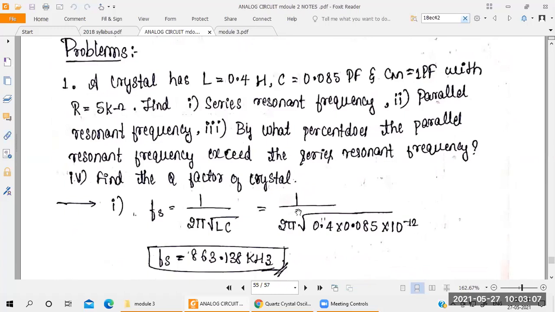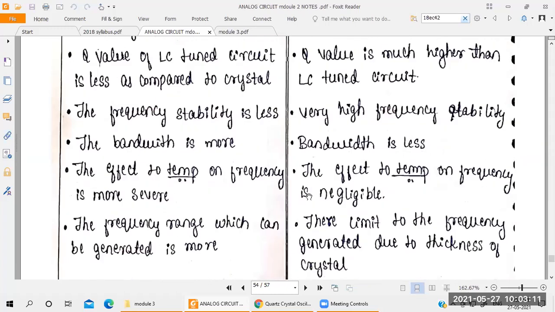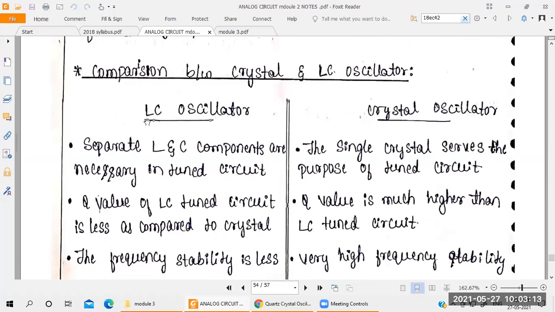You take one problem here. You take first difference here. What is the difference between the Hartley LC oscillator and crystal oscillator? LC, that is the Hartley and Colpitts oscillator. Okay, in Hartley LC oscillator, what happens here?